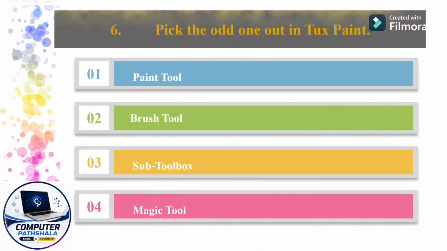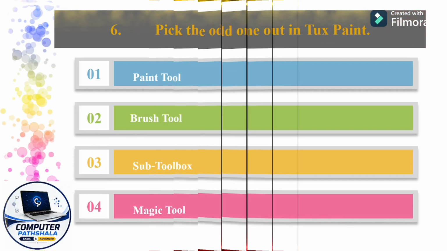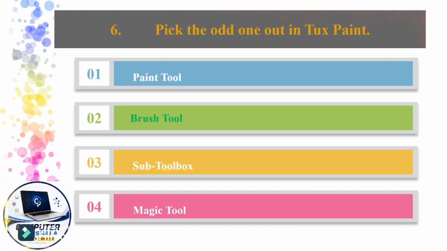Question number 6. Which option is different from the others? Look carefully and identify the odd one out. 5 seconds remaining. Choose your answer. The correct answer is Sub-Toolbox. Sub-Toolbox is an area that provides extra options.